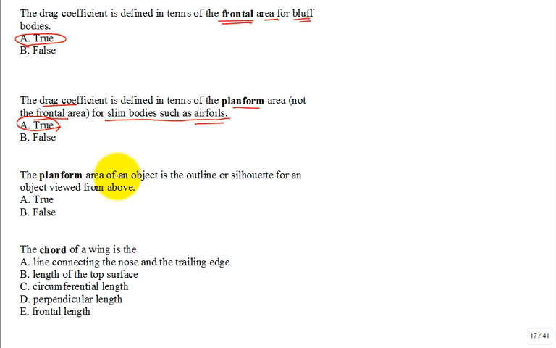The planform area of an object is the outline or silhouette of the object viewed from above. The chord of the wing is the line connecting the nose and the trailing edge, not the length of the top surface, the circumferential length, the perpendicular length, or the frontal length.